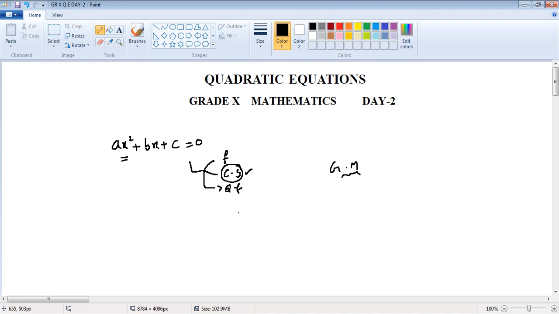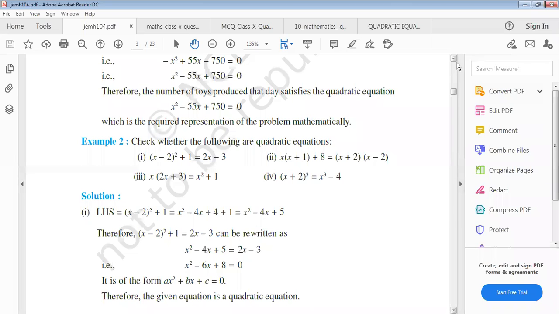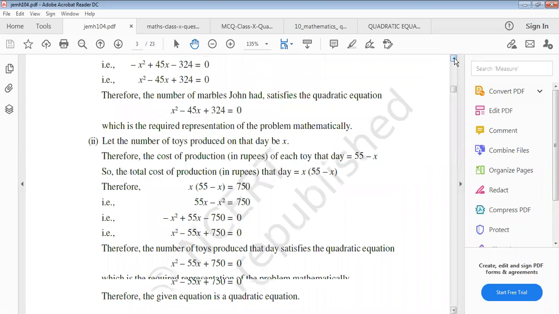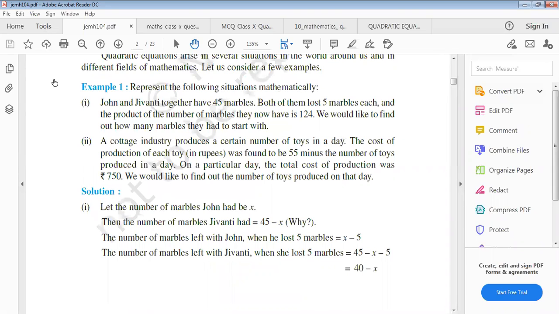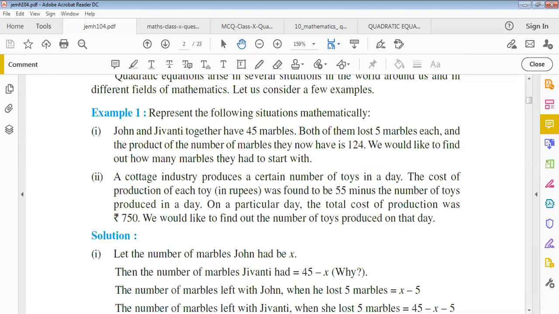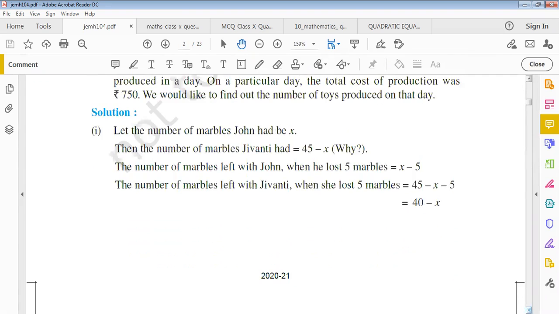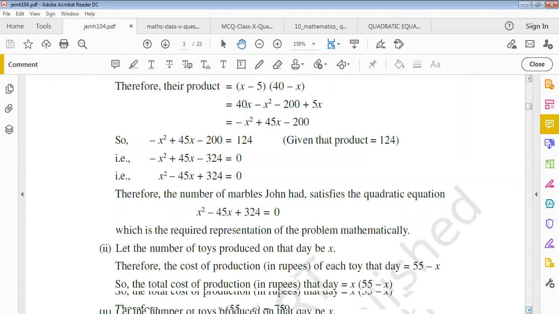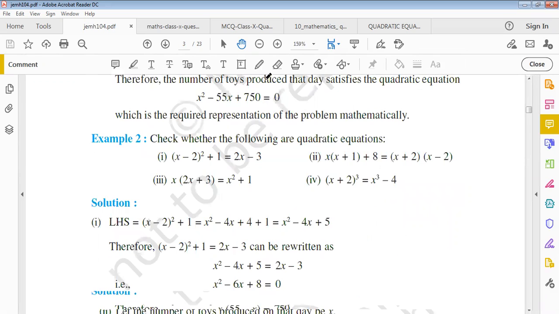And coming to the textbook, that day we discussed two examples, John and Jivanti, and a cottage industry. We were learning these concepts. Now, the upcoming topic, if you look at example two, they give a situation and ask us to check whether it's a quadratic equation or not. Check whether the following are quadratic equations or not. Please remember this.